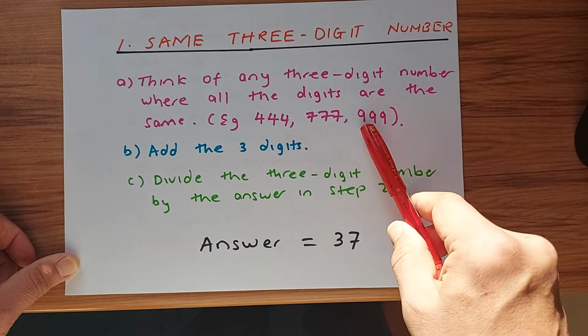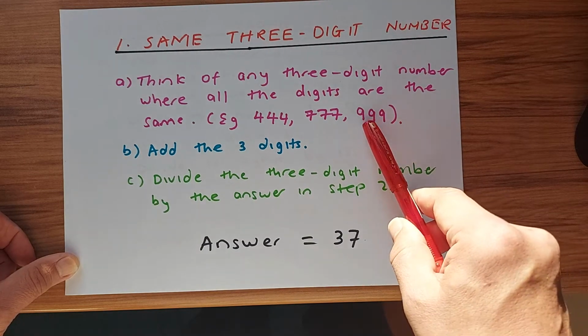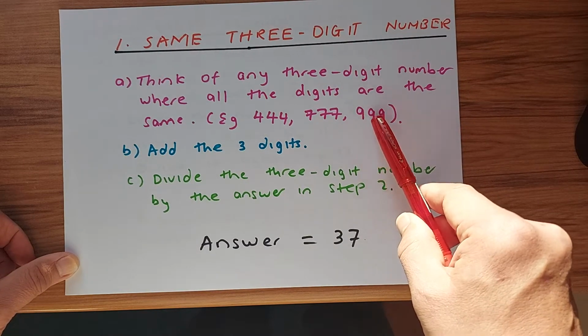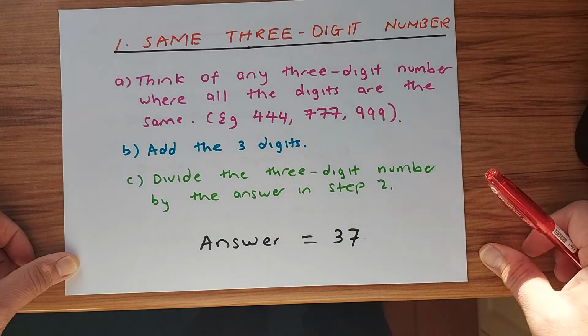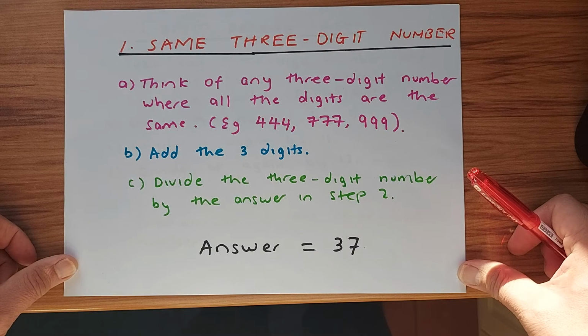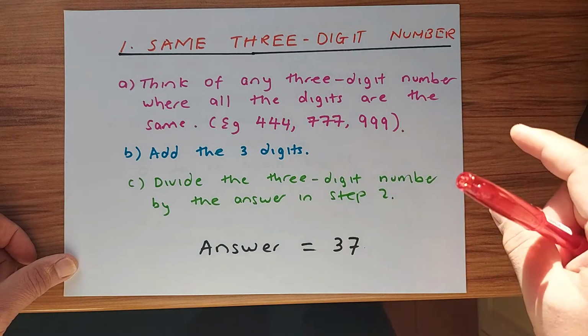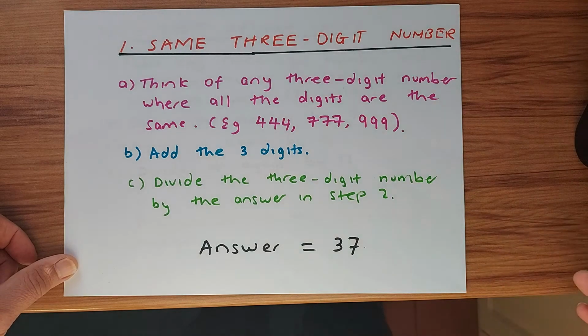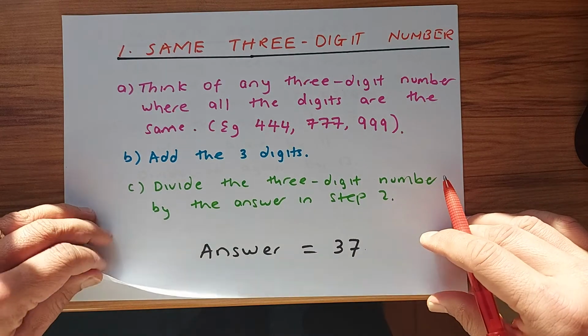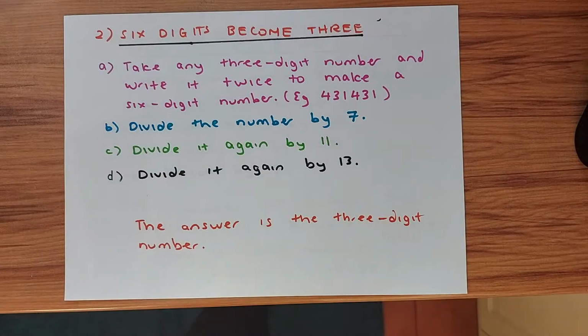Same thing, if you use 999, you take 999 divided by 9 plus 9 plus 9, so 999 divided by 27, you will also get 37. So no matter what same 3-digit number you choose, if you divide it by the sum of its digits, you will get 37. Amazing, isn't it? Great. Now, trick number 2.